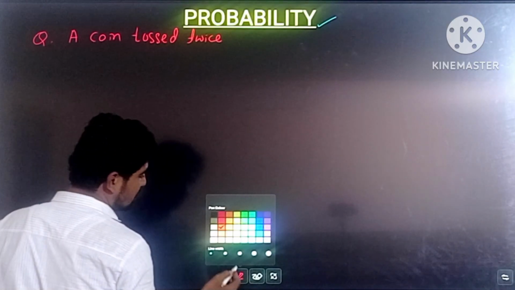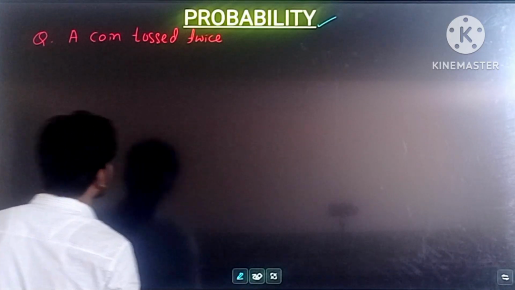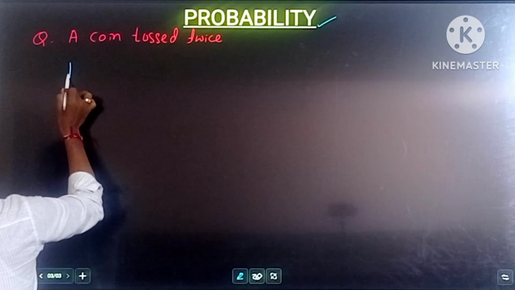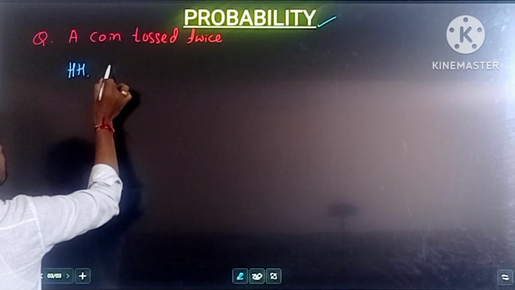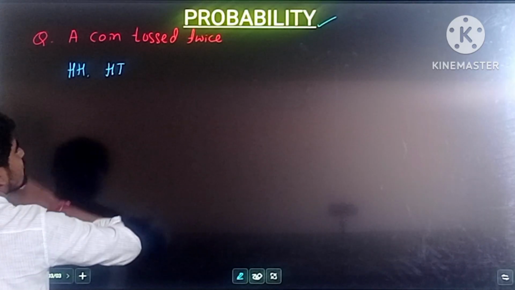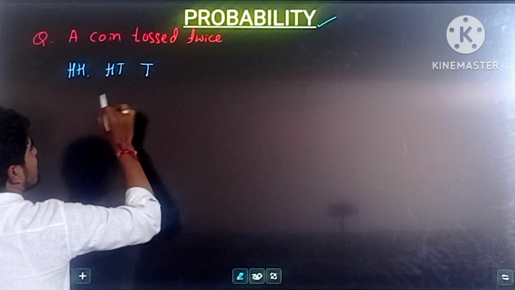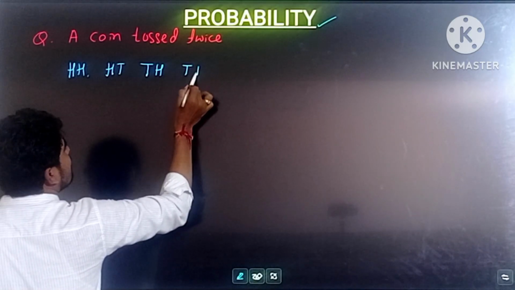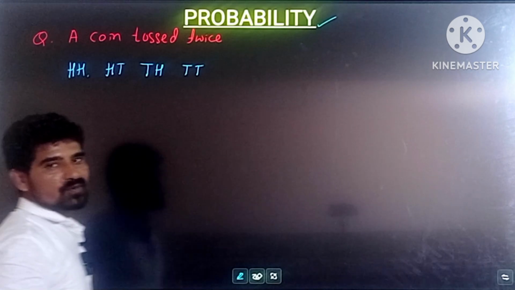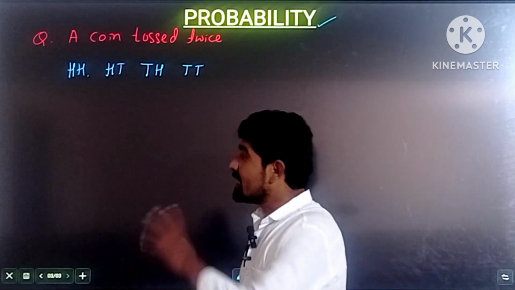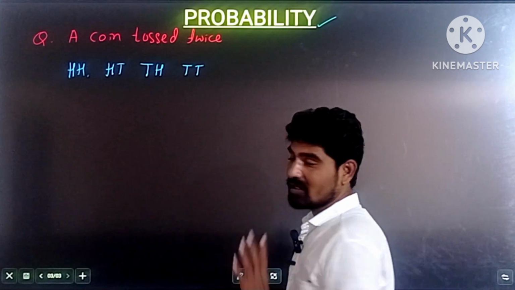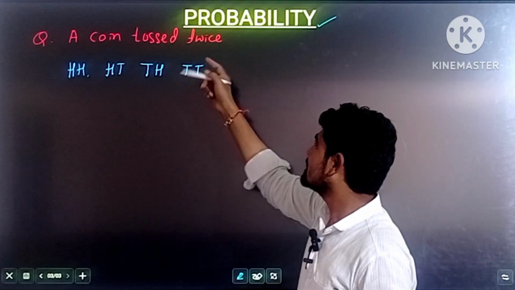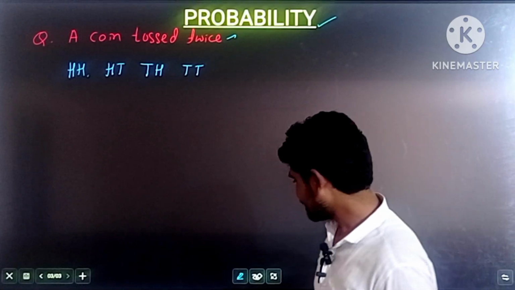And when a coin is tossed twice, the possible outcomes of this random experiment are either both the coins show head, or first coin shows head and second coin shows tail, or first coin shows tail and second coin shows head, or both the coins show tail. So these are the only possible outcomes when a coin is tossed twice. And the results of the random experiment are known as outcomes. So HH, HT, TH, TT are the outcomes. Why? Because these are the results of this random experiment.